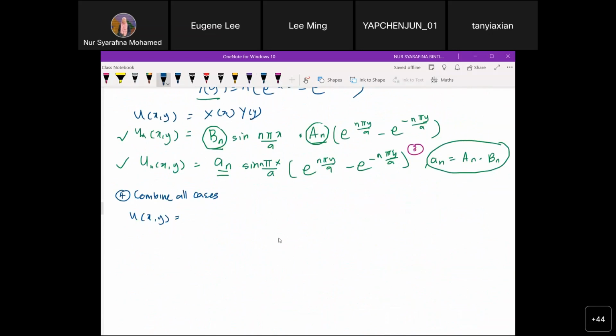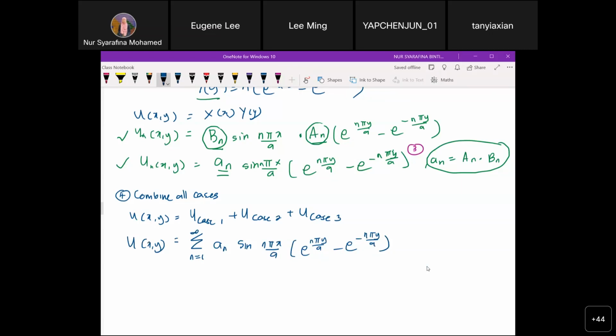u(x,y) now is the total of u from case 1 plus u from case 2 plus u from case 3, and both u from case 1 and case 2 have no interest, then we just put the summation of this. Summation from n equals 1 to infinity of A_n sine n pi x over a times e to the n pi y over a minus e to the minus n pi y over a. So this is your u(x,y). Okay? Clear?